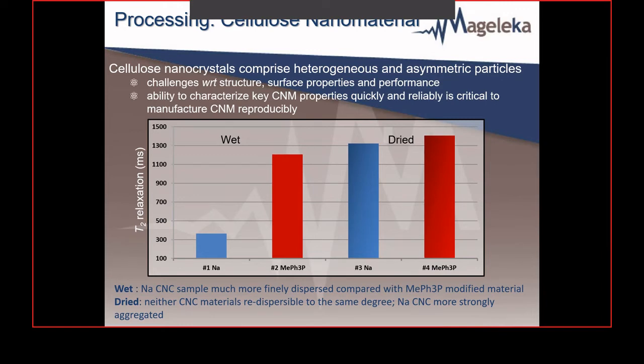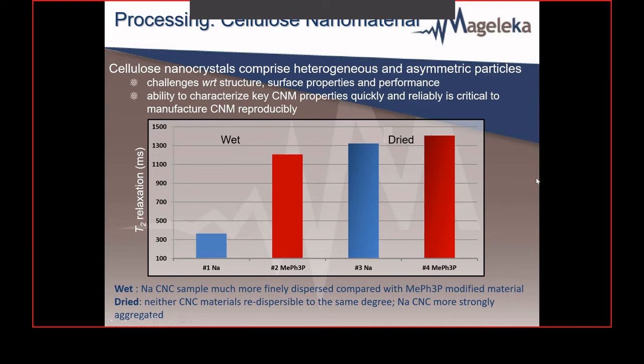CNMs are naturally occurring nanoparticles in lignocellulosic biomass, and there's a lot of work going in because it is considered that they could, in principle, be used to replace even nanographite itself. The problem with CNMs is they are very heterogeneous materials, asymmetric particles, and analyzing them is really, really difficult.